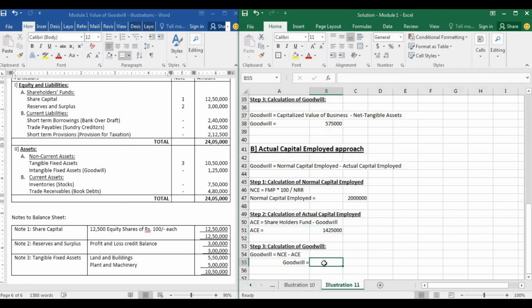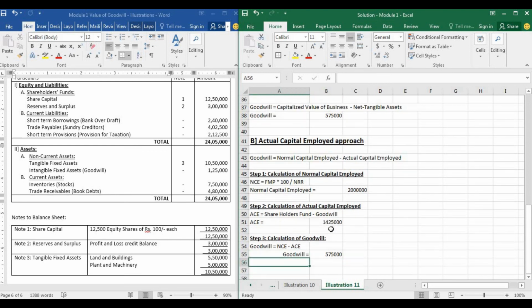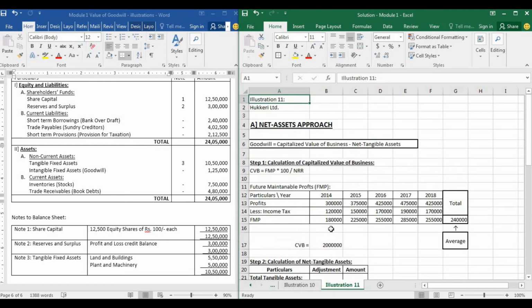Now we will find out value of goodwill. The value of goodwill is NCE minus ACE. So 20 lakhs minus 14 lakhs 25,000. We get 5,75,000 as our value of goodwill. It's a pretty easy problem, guys. Usually one of the methods is asked for 5 marks. If both of them are asked, which is rare, it will come for 15 marks.